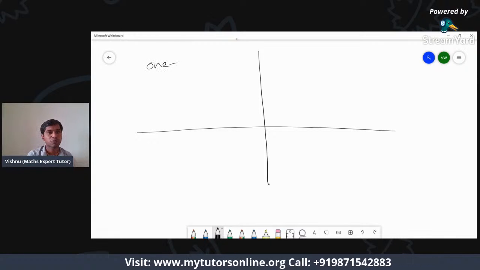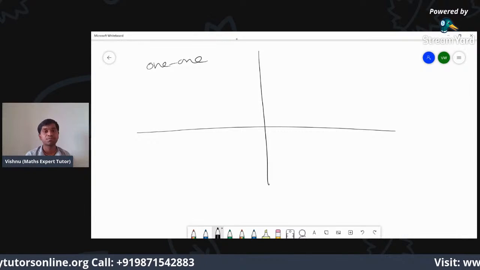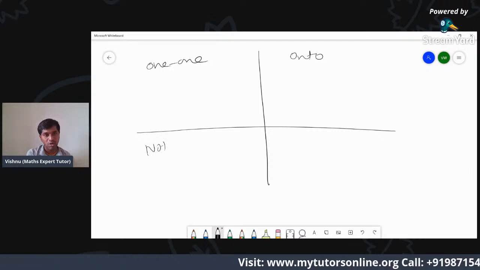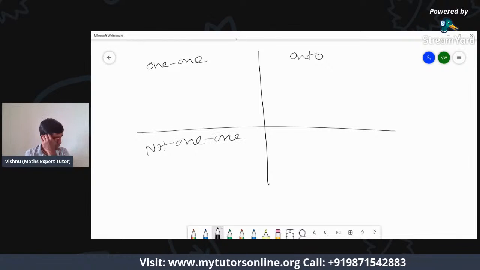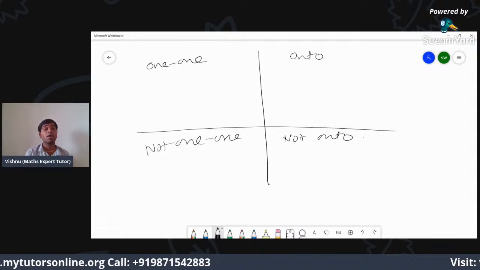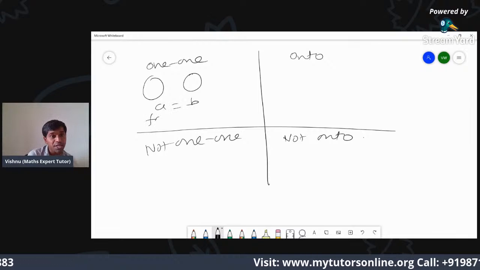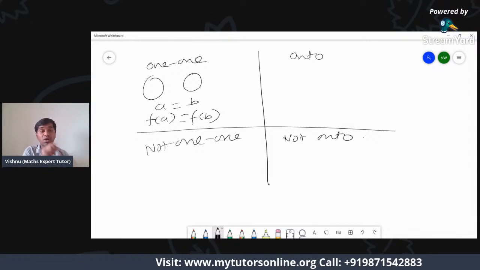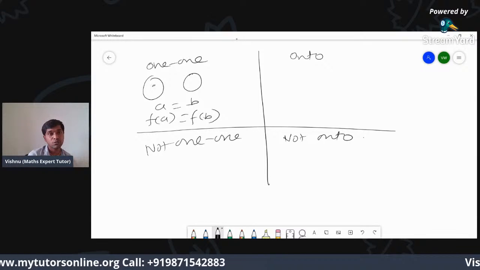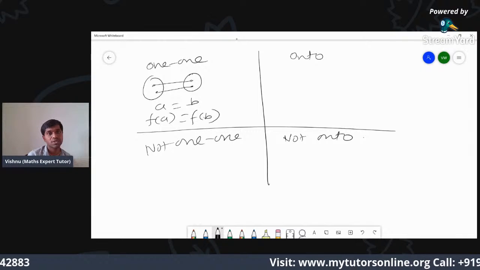So let's take it like this. We will do one-one, right? And another is onto. Then it is not one-one, and it is not onto. What is a one-one function? For a equal to b, it is f of a equal to f of b. Here also one function is there. So this is called one-one.